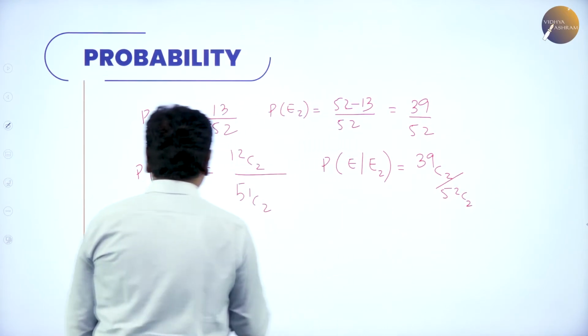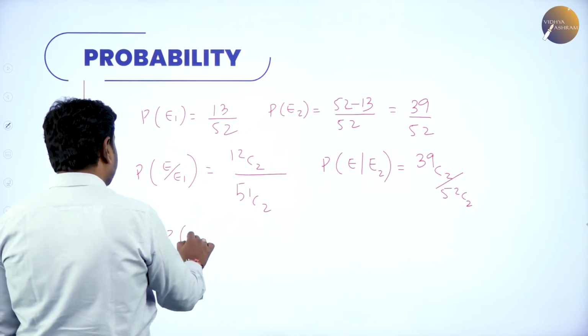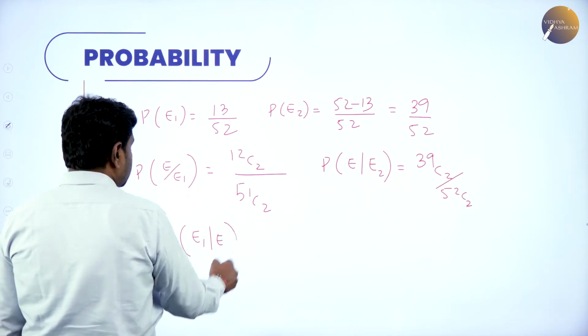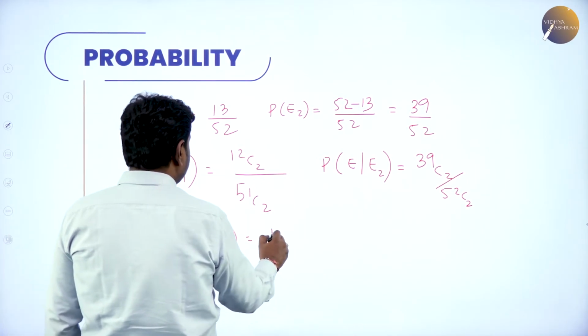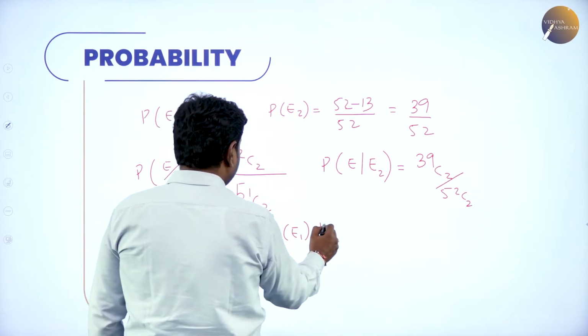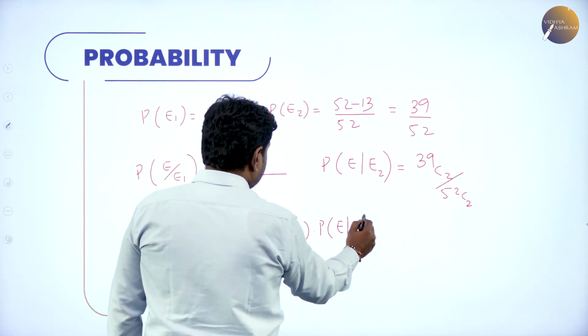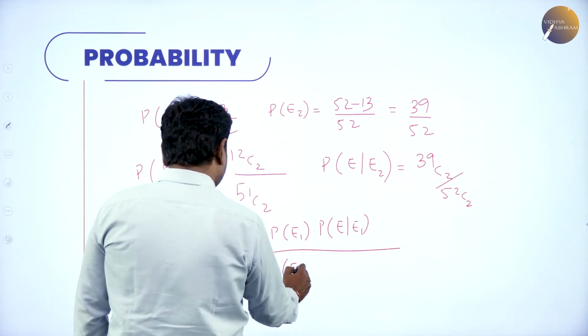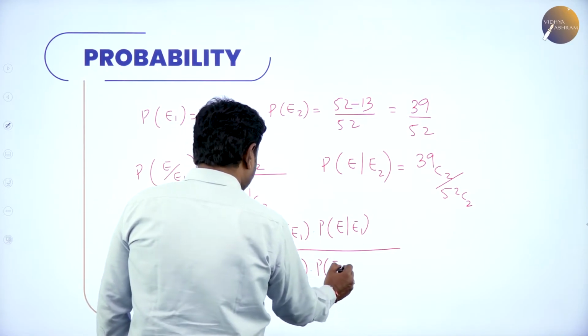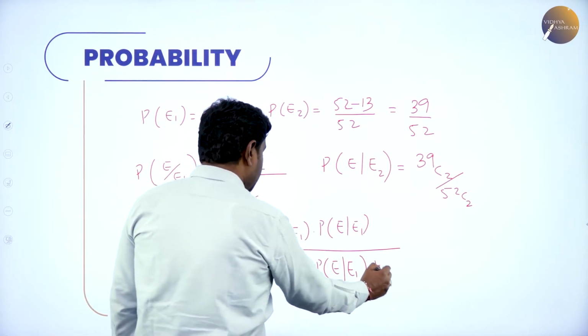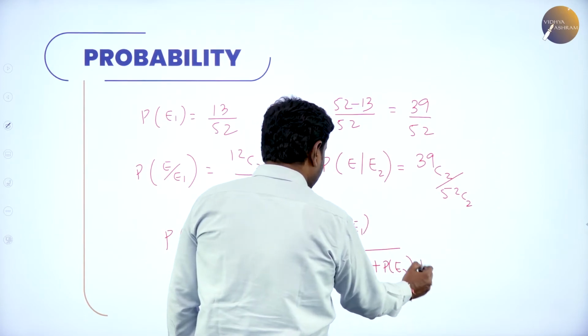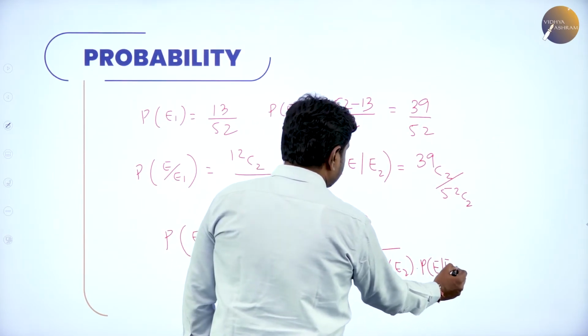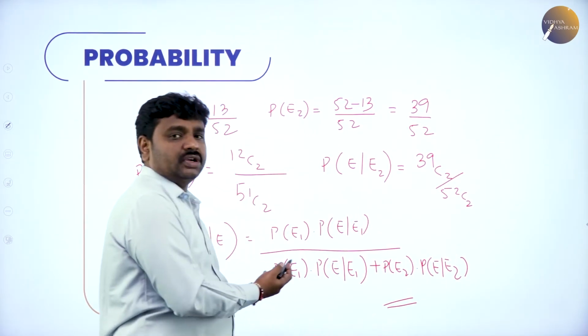Now use the Bayes theorem and formulate. They want P of E1 by E. The question is P of E1 by E. What is P of E1 by E? P of E1 into P of E by E1 divided by P of E1 into P of E by E1 plus P of E2 into P of E by E2. So now substitute all the values and simplify. Further you will get the answer.